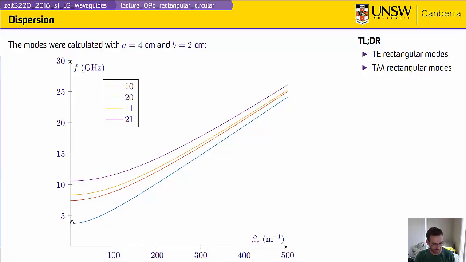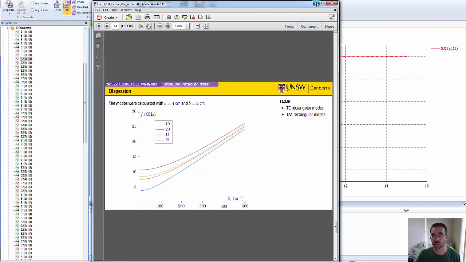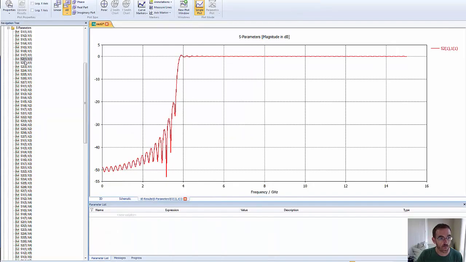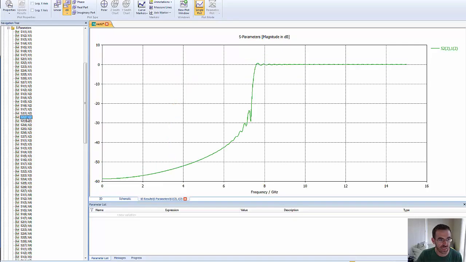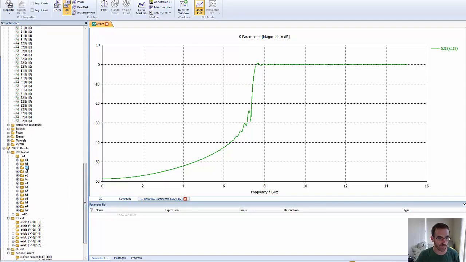Let's take a look at what the next mode is. So now I can look at S21 for the second mode. So I'll come down here, S21 in the second mode, and we see that it's cut off at around 7 gigahertz. And recall the second mode that CST Microwave Studio computed was actually the TE20 mode.